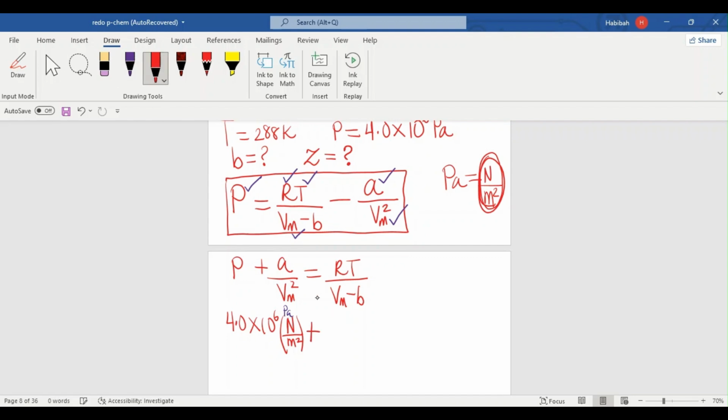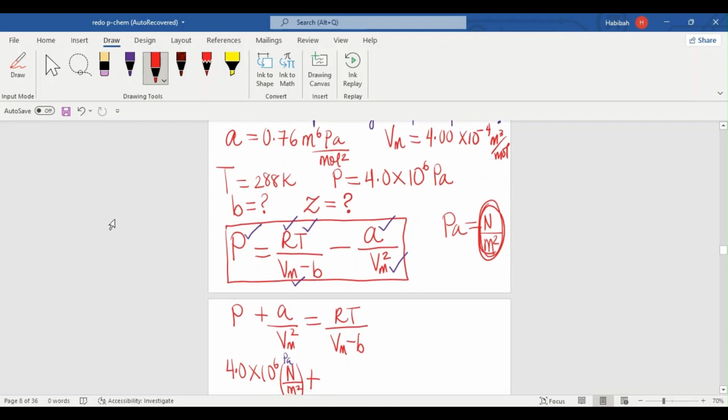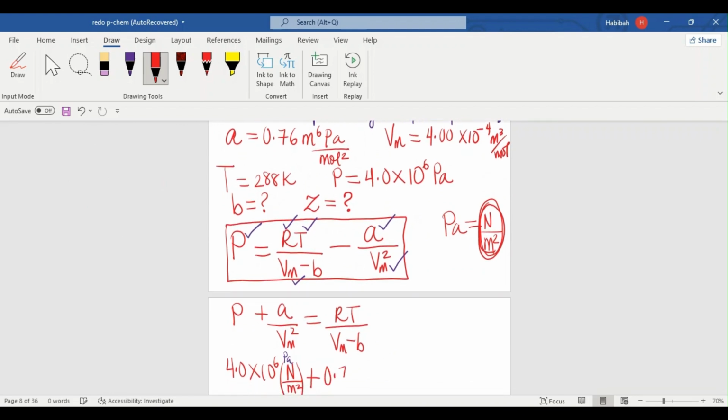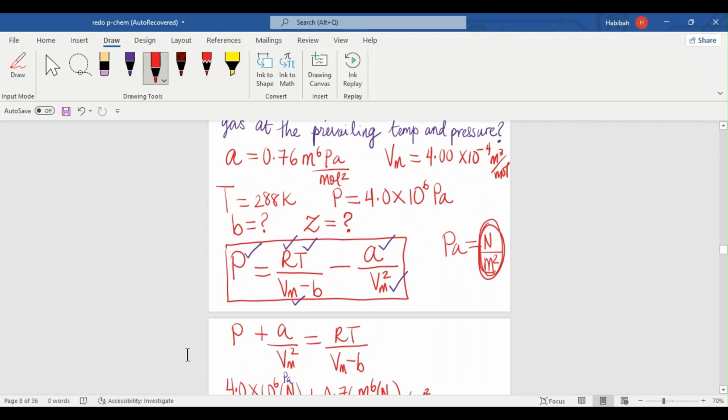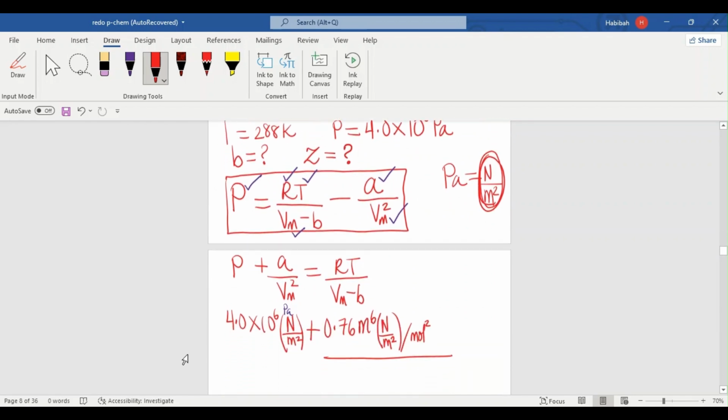Then you have plus A. What is A? We know the value for A here is 0.76 m^6, so that's meter raised to the power of 6, and then Pascal, which I'm just going to say Newton per meter squared, per mole squared. So let me put per mole squared, divided by Vm squared, the molar volume squared, which is just 4.00 times 10 to the power of negative 4.